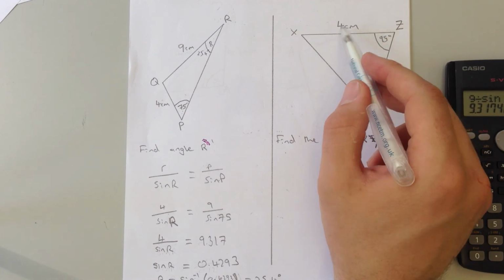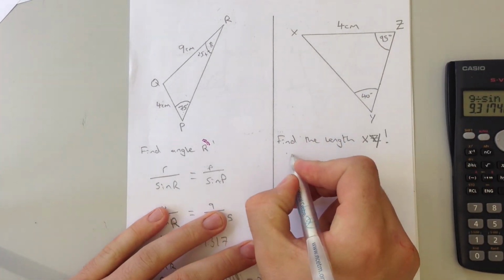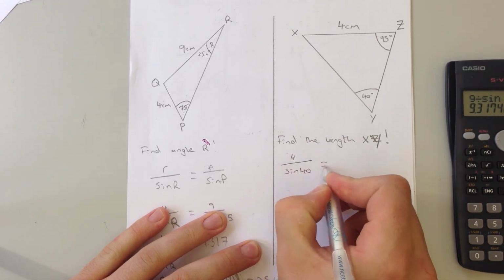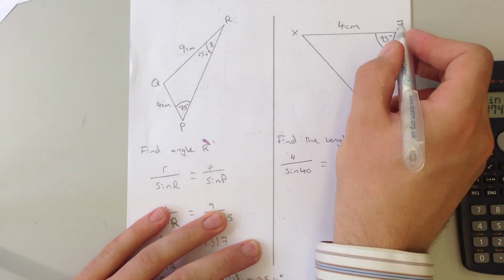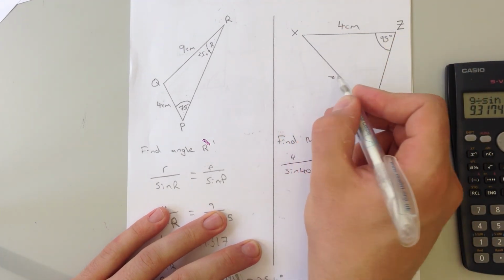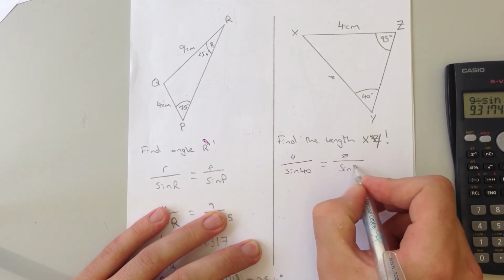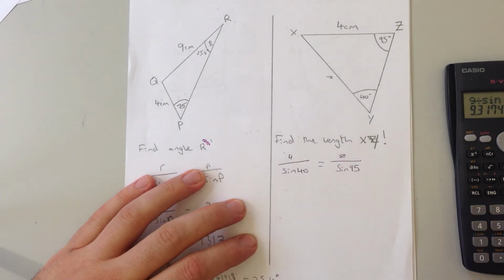So this time we've got 4 over sine 40, and I'm going to work this one out as we go. 4 over sine 40, because they're the ones that are opposite each other, equals this length here, which we don't know. It's opposite z, so we'll call it length little z. Z over sine 95. So using that, we should be able to work out what this length is. So we can type that in.